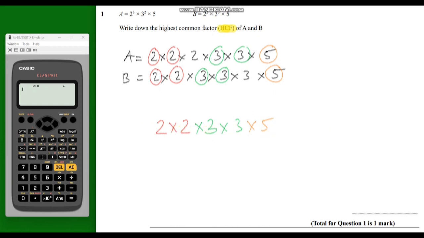I could just work this out in my head, but I've got a calculator, so why not use it? So let's just type this into the calculator. 2 times 2 times 3 times 3 times 5. And that gives us 180. So the highest common factor of A and B is 180.